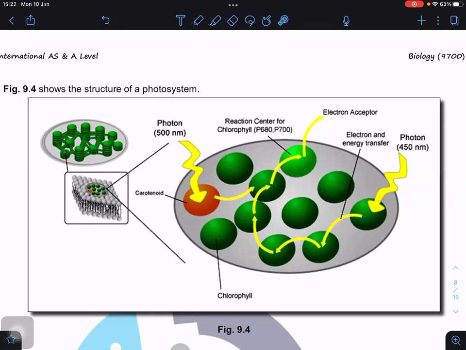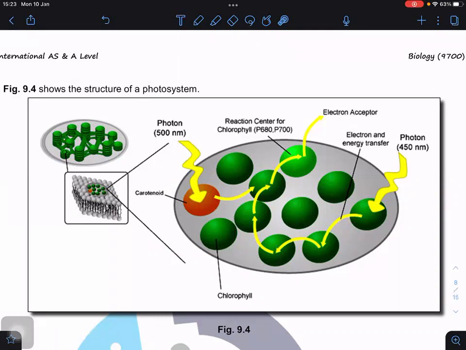Now, how about the rest? The rest will be the accessory pigment. This accessory pigment can be chlorophyll A, but not in charge of 680 or 700. It can be chlorophyll B, it can be xanthophyll, it can be carotenoid, it can be any other kind of pigment. What is the role of the primary pigment? Primary pigments gather sufficient energy. It carries out what we call the photo excitation of the electron. And this photo excitation of electron is very important. It's a key process for photosynthesis to take place.